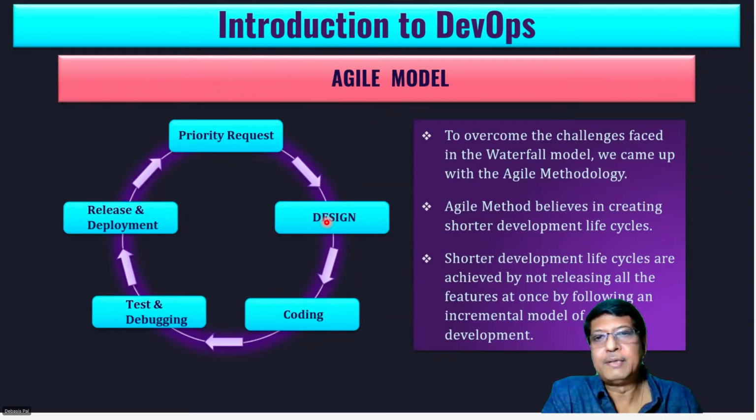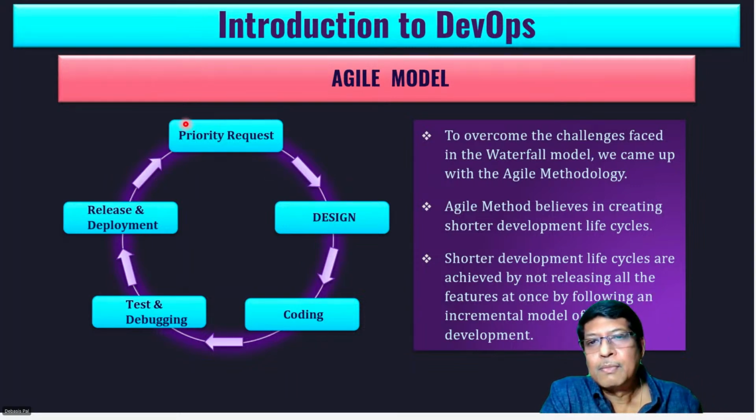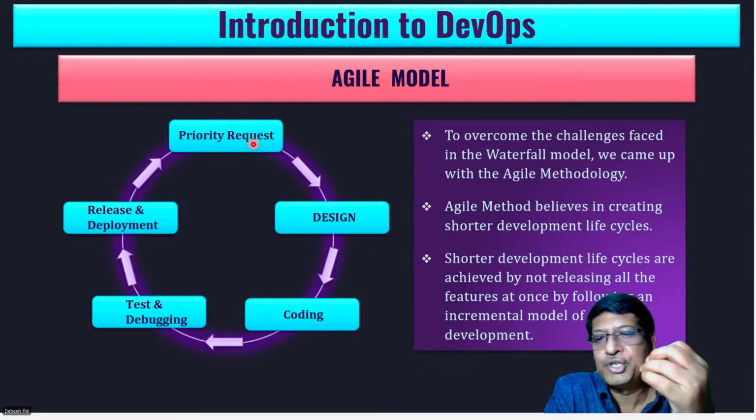Let us move ahead. We have an agile model. Can you see? We have not frozen the requirement. What is it saying? It is a priority request. So whatever the request or the story, the feature, Agile will always deal with the stories and the issues.